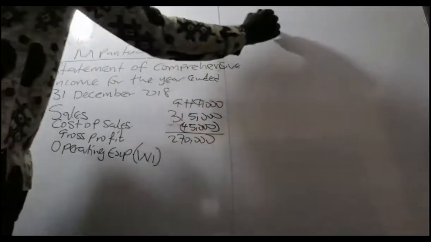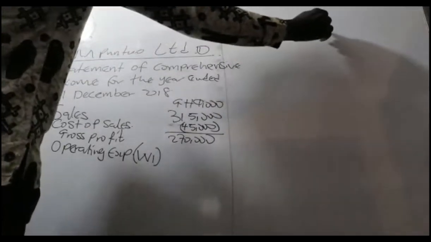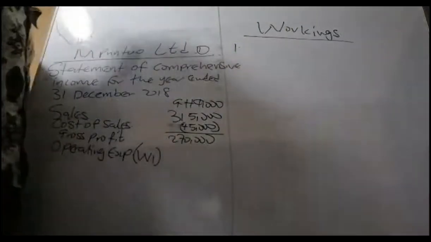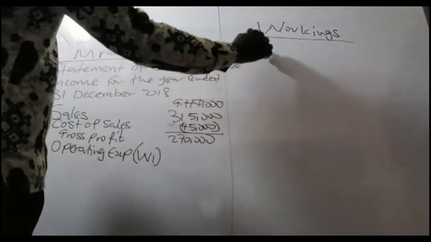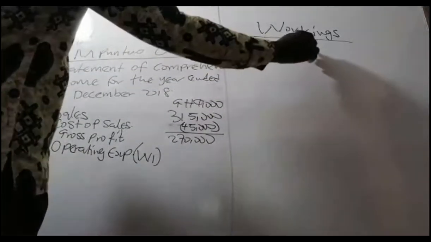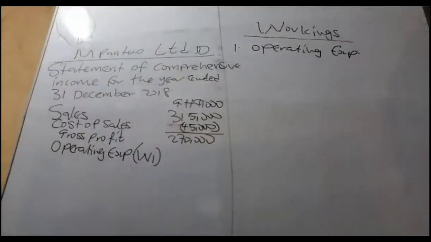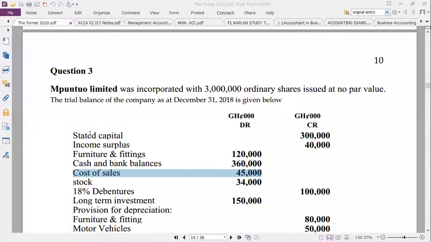So let's do the workings here. Workings one deals with what? Operating expenses. Then I'll go to the question and list all the operating expenses in the question. To avoid oversights, please start from the very first item to the very last item. Scan. So is this an operating expense?